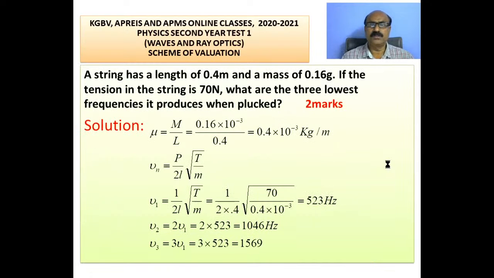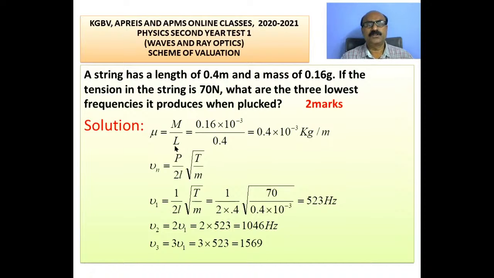Now let us go to the problem part. In this question, a string has a length of 0.4 meters and a mass of 0.16 grams. If the tension in the string is 70 newtons, what are the three lowest frequencies it produces when plucked? For any problem given, you have to write down the formula, which carries 1 mark, and then the substitution, calculation, and the result with proper units.